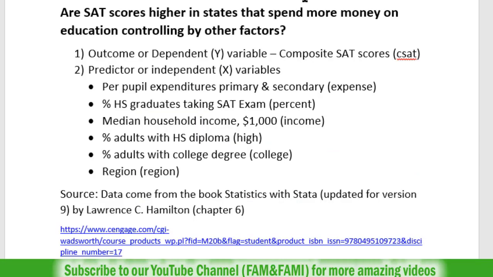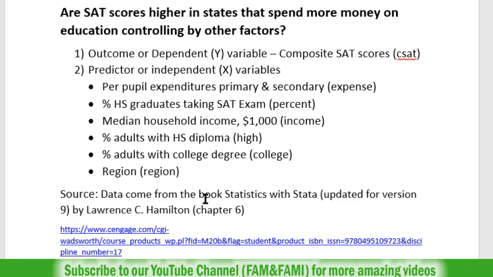The question we are interested in answering is, are SAT scores higher in states that spend more money on education, controlling for other factors? The outcome or dependent variable in the data set is composite SAT score, CSAT. Predictor or independent variables are per pupil expenditure, primary and secondary expense variable, percentage of high school graduates taking SAT exam, percent variable, median household income in $1,000, income variable, percentage of adults with high school diploma, high variable, percentage of adults with college degree, college variable, and finally we have the region variable.